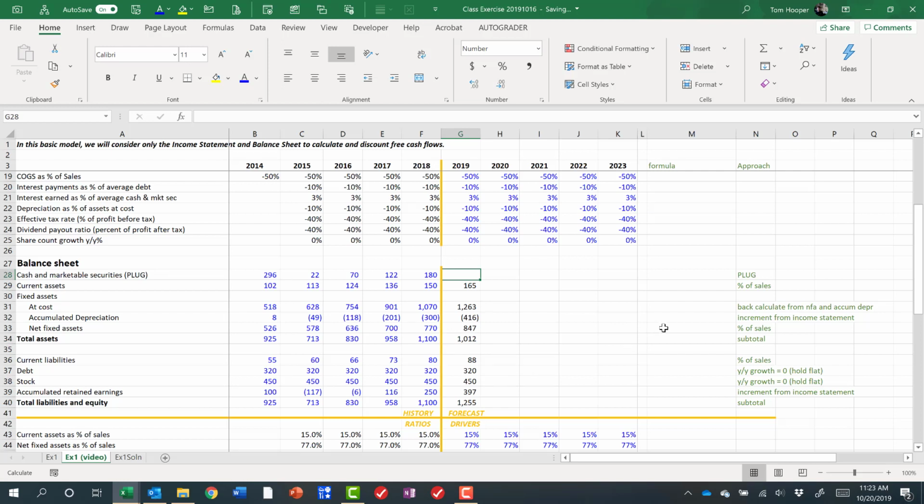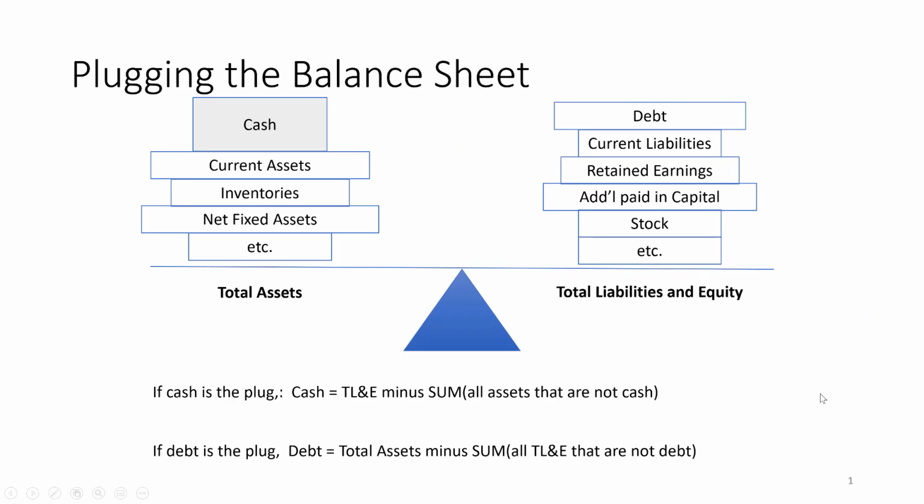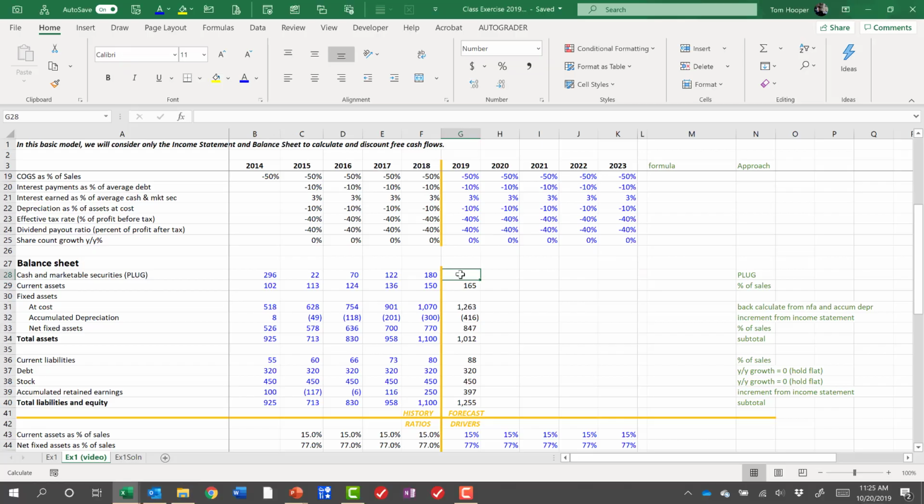And so the way we do that, let me flip over to PowerPoint here for a second. If we imagine our balance sheet as a left side with the total assets and a right side with the total liabilities and equity, then we realize that all the pieces over here must balance to all the pieces over here. And so if we know all these numbers except cash, then we can take this side, subtract all these other items that are not cash, and say cash is equal to total liabilities and equities minus everything that's an asset that's not cash. And so let's do that here.